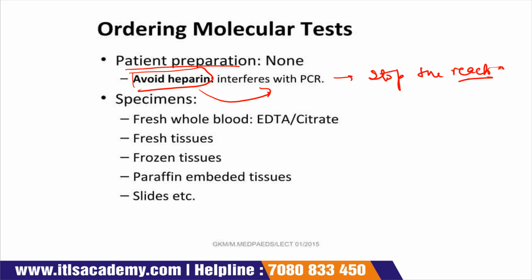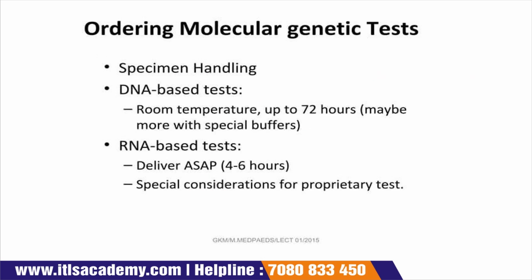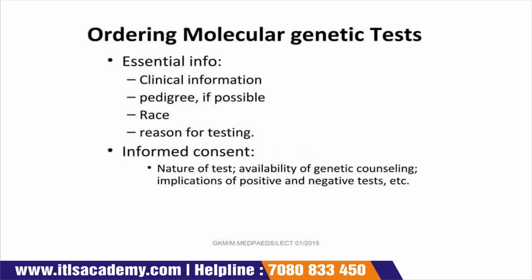Now we require the specimens, that is fresh whole blood, EDTA citrate, fresh tissue, frozen tissue, paraffin embedded tissue, slides, etc. Specimen handling: DNA based tests, like DNA, should be kept at room temperature for 72 hours. And if we have an RNA based test and we have a specimen RNA, then we use it as soon as possible, around 4 to 6 hours.